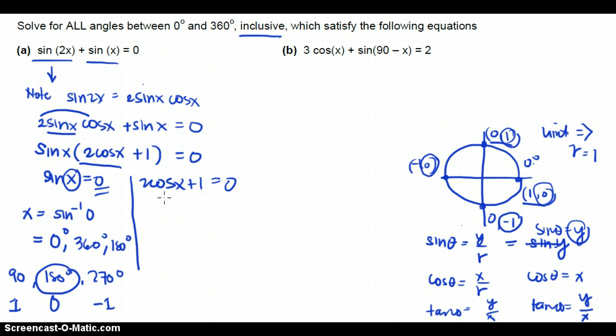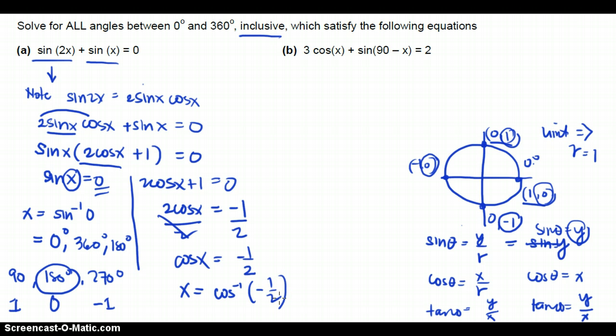Now the second equation is 2 cosine x plus 1 equal to 0. So simplify or manipulate the equation in such a way that x will be left on one side. 2 cosine x is equal to negative 1, so I can divide this by 2 to make cosine x equal to negative 1/2. To find the value for x, this is equal to cosine inverse of negative 1/2. I can calculate that using my calculator: negative 0.5 gives me an x equal to 120 degrees.